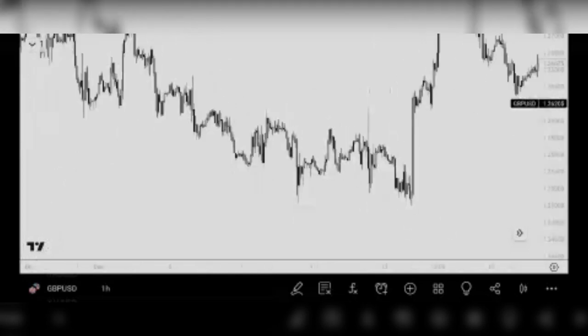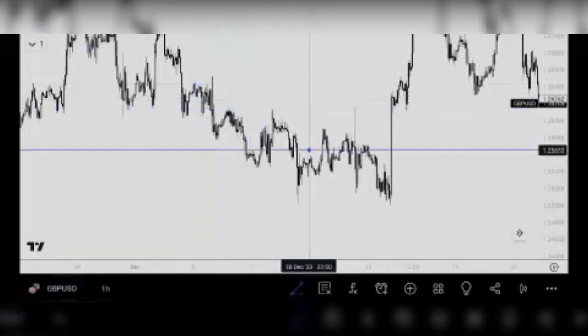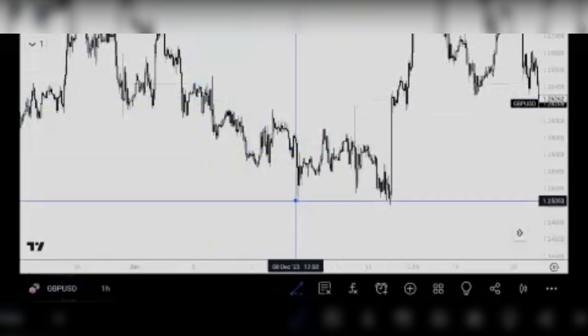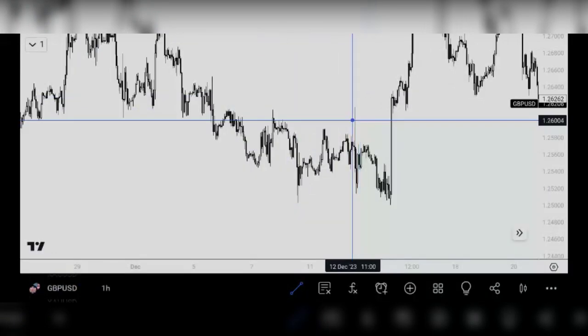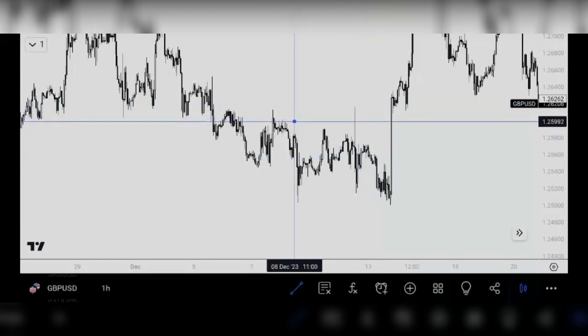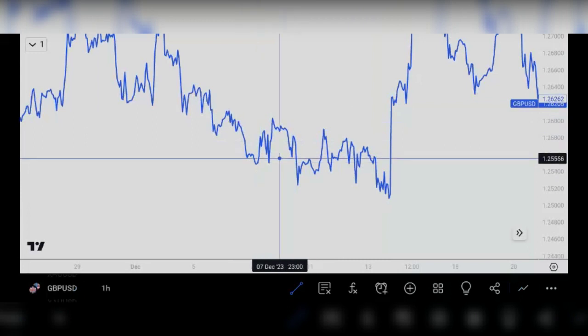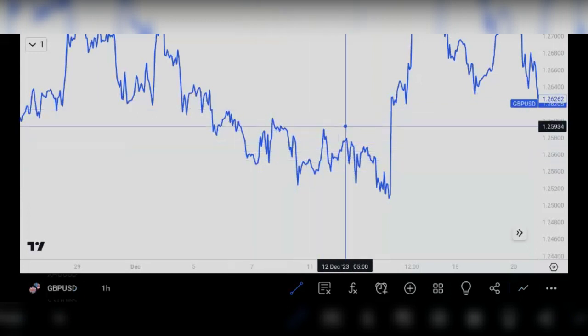Now look at this point. How would you be able to decipher what is going on here? At times you see a very long wick. Look at this wick, you'll be like, oh, what is going on here? How would you be able to read it? But once you switch to your lines, it will give you a perfect picture of what is going on the chart.